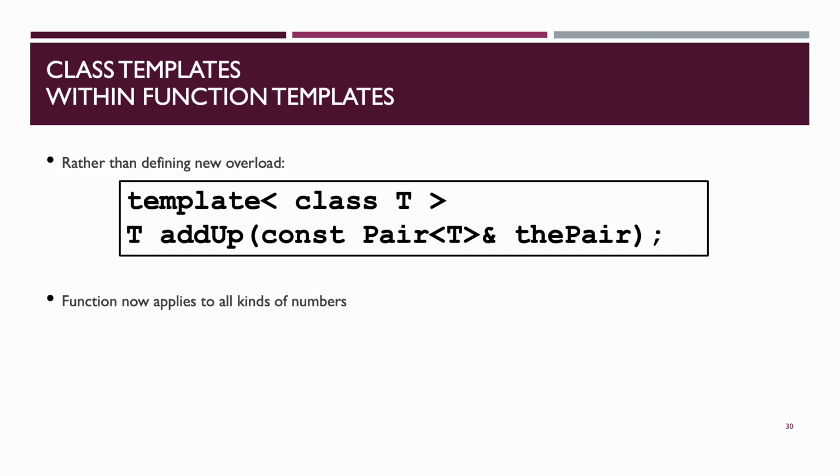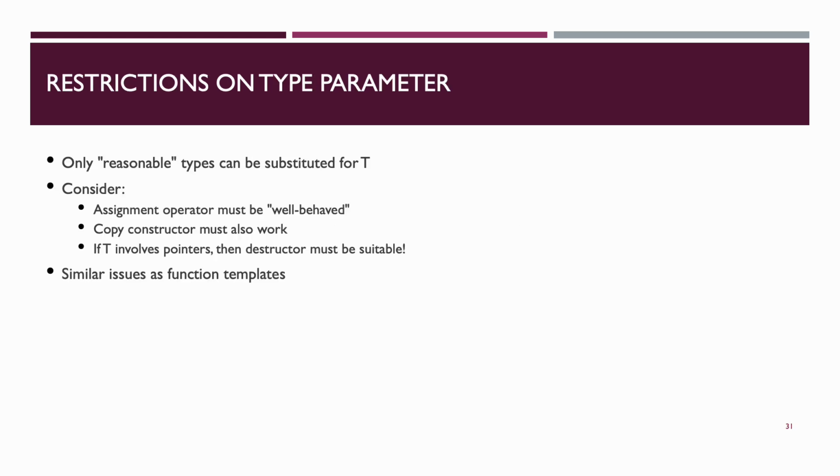So here is an example of class templates within function templates. Rather than defining a new overload, the function now applies to all kinds of numbers. So here are some restrictions on the type parameter. Only reasonable types can be substituted for T. The assignment operator must be well behaved. The copy constructor must also work. If T involves pointers, then the destructor must be suitable. These are similar issues as with function templates.